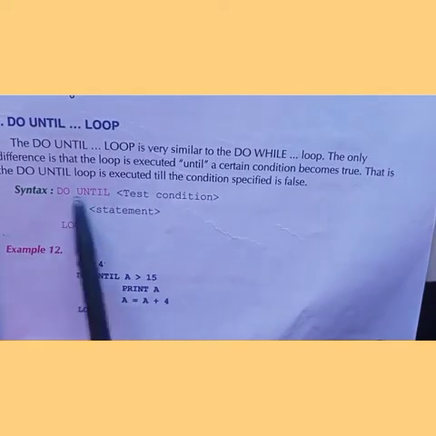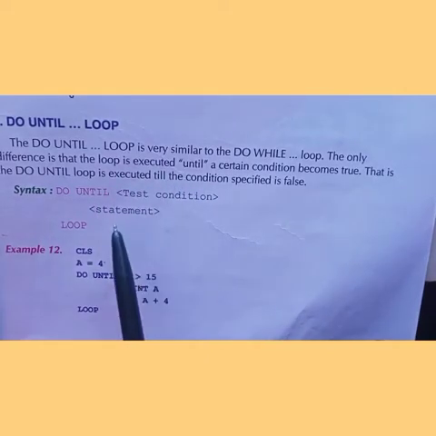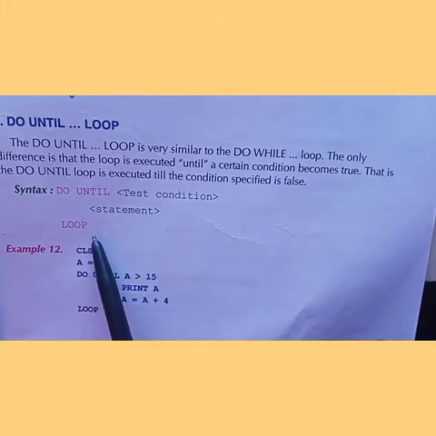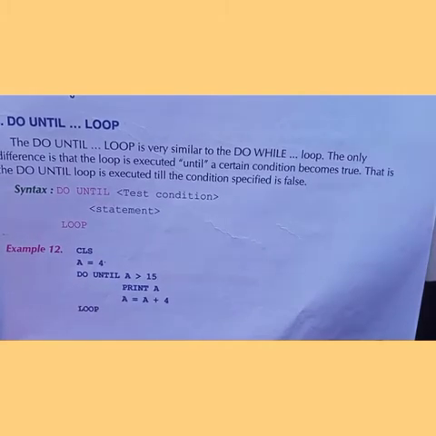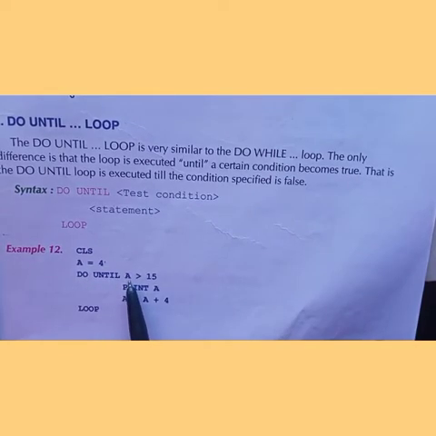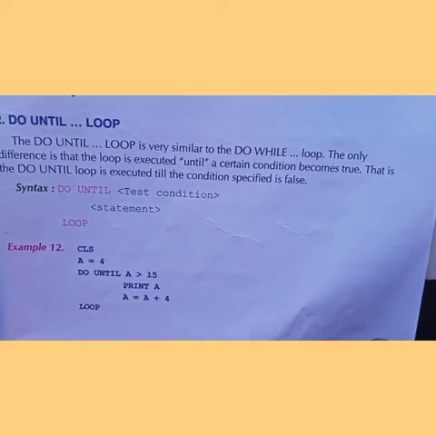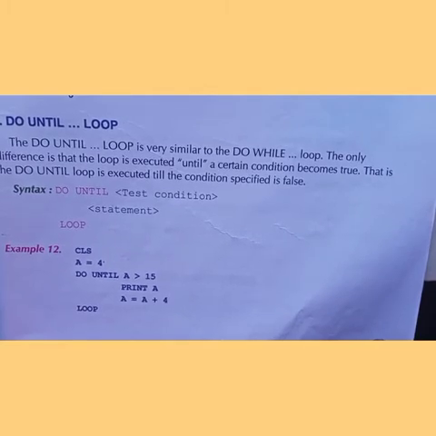First we need to write do until. We need to give the test condition. We need to give the statement. And then we need to write the loop statement to execute that. So you can see the example, CLS, A equals 4. What has to be done? Do until A is greater than 15. This means the loop should go on till the value of the variable A is greater than 15.